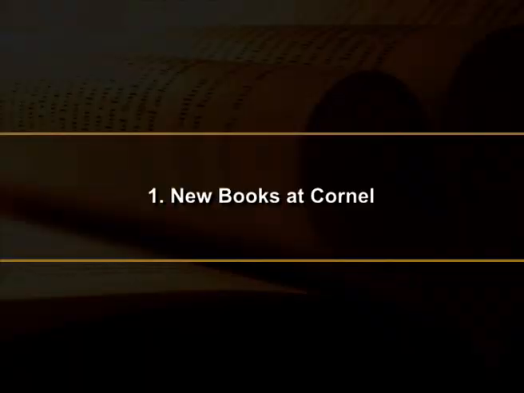1. New books at Cornell. Users are allowed to browse new library books by month, individual library, language and subject classification. Users can also create a customized RSS feed to get monthly updates.